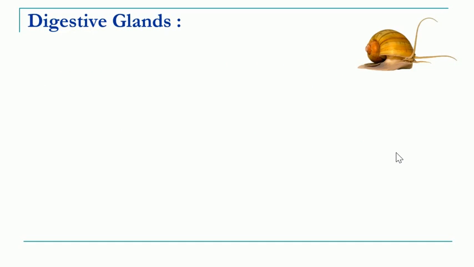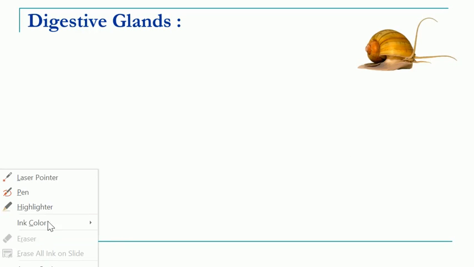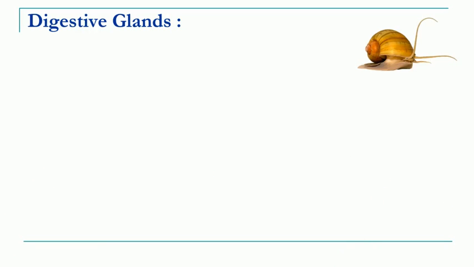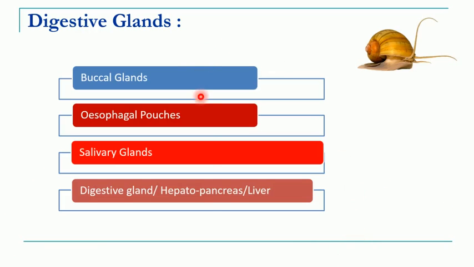We know that in most of the animals, you see the presence of digestive glands which aid in the mechanism of digestion. They secrete different types of enzymes which are required for the process of digestion. Let's see what the different types of digestive glands present in Phyla globosa are. There are four important types of digestive glands.